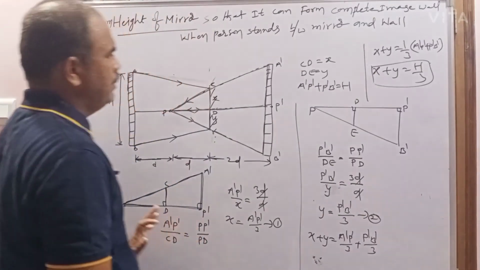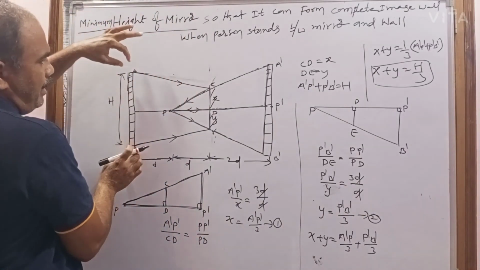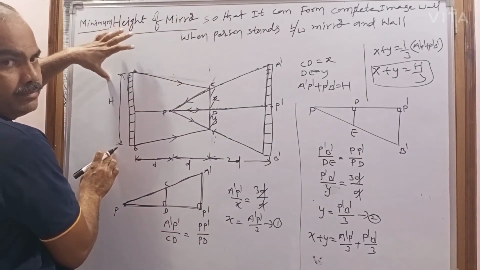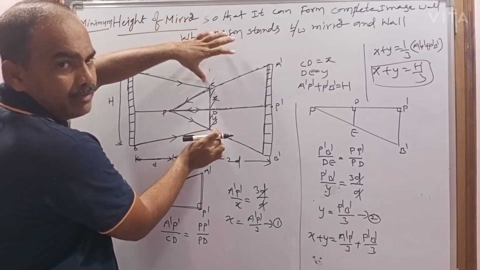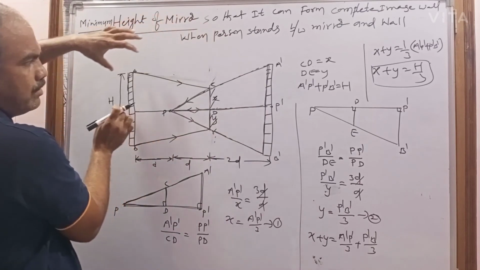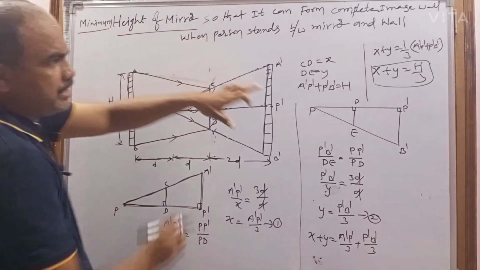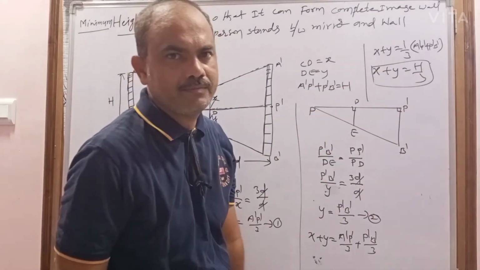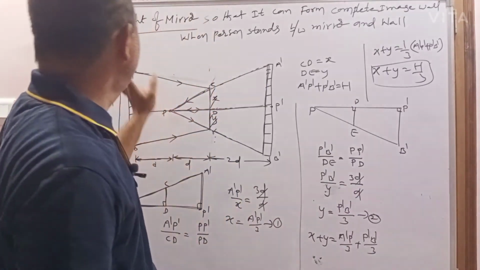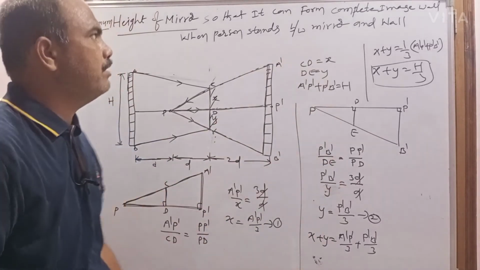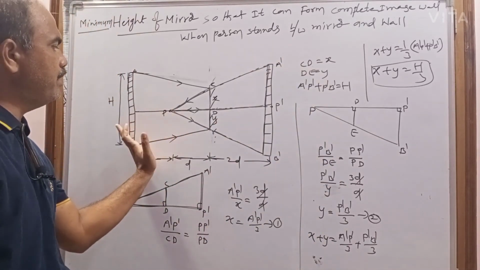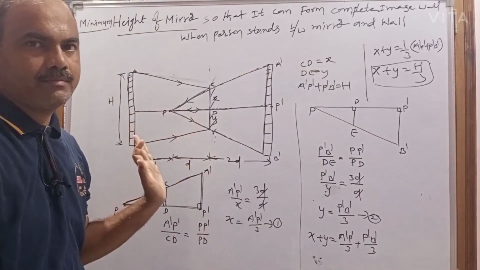If the wall has height h, to form the complete image of the wall, what is the height of the mirror? It should be only 1 by 3rd. So this is about the minimum height of the mirror, so that it can form the complete image of the wall when a person stands between the wall and the mirror.